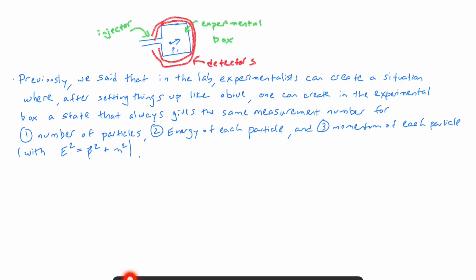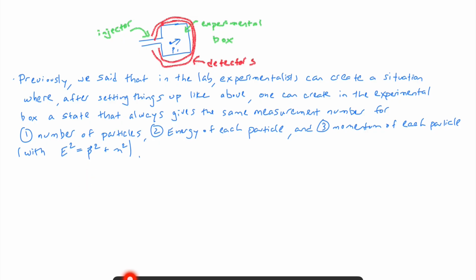Previously, we said that in the lab, experimentalists can create a situation where, after setting things up, kind of like in this picture above, one can create in the experimental box, which is what we're calling this area over here, a state that always gives the same measurement number for a few things. First, the number of particles that are detected in this box. Two, the energy of each particle that's detected in the box. And three, the momentum of each particle.